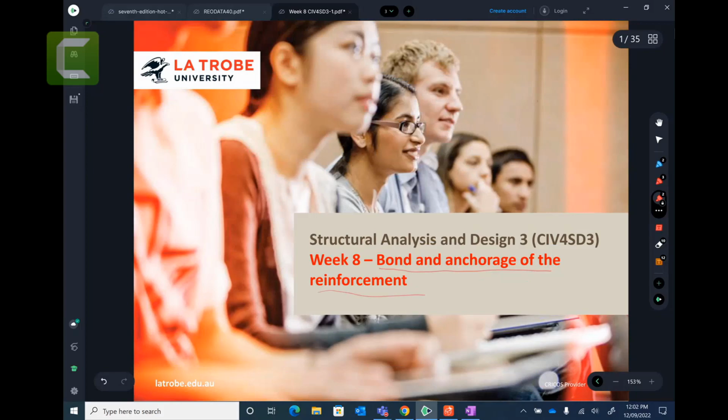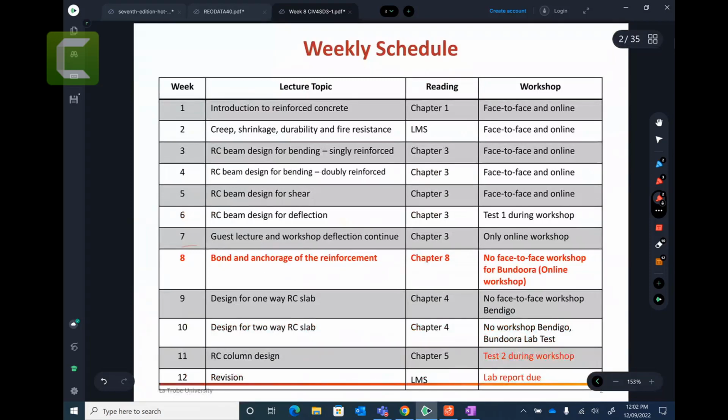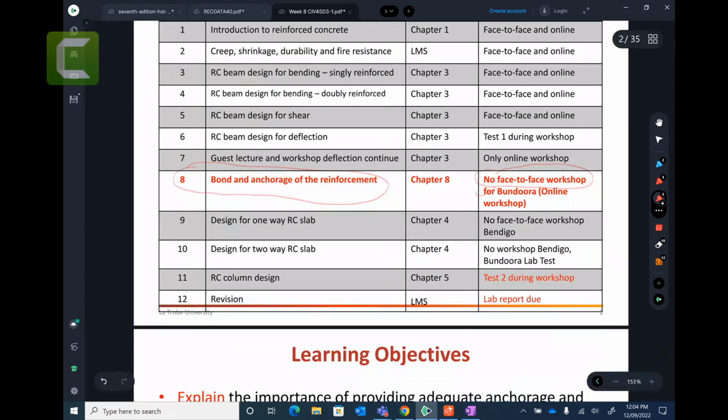Reinforcement. That is week number 8 this week. Now, weekly schedules. Here we are in week number 8, and please note there is a slight change. There is no face-to-face workshop in Bandura. Bandura students, you can join the online workshop like this. I'm going online. We have the Bendigo face-to-face workshop, where I will help you with this one as well. So that's week number 8.